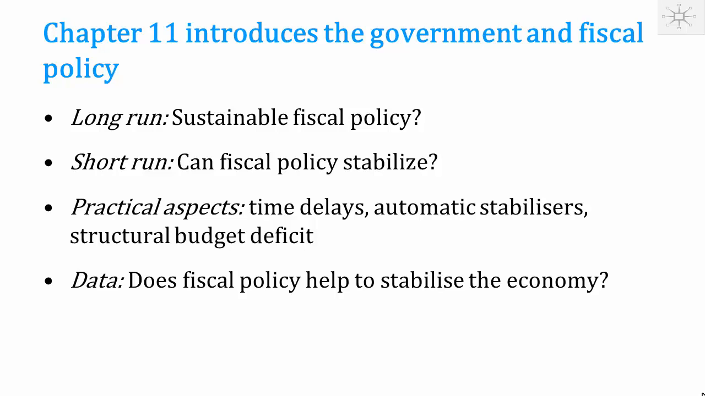Time delays, it takes time to gather data and to take decisions and for policy to have effects. There's something called the automatic stabilizers. And one concept that is often used is the structural budget deficit, which is the budget deficit you would have if the business cycle situation would be normal. And there's also a discussion of data in this chapter looking at how fiscal policy has developed over time and also at the empirical evidence on the effects of fiscal policy.